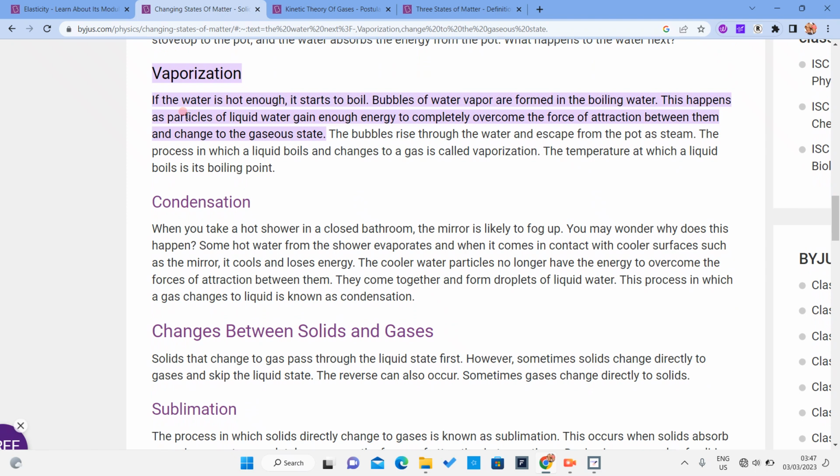Just take note that both processes are almost the same, the only difference between them is the direction of the energy. Are you taking energy away from the substance, or are you adding to it?